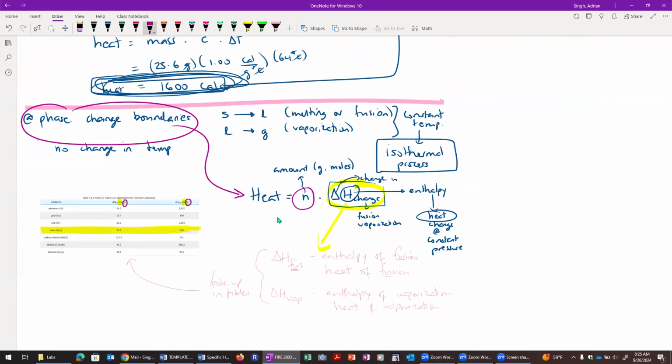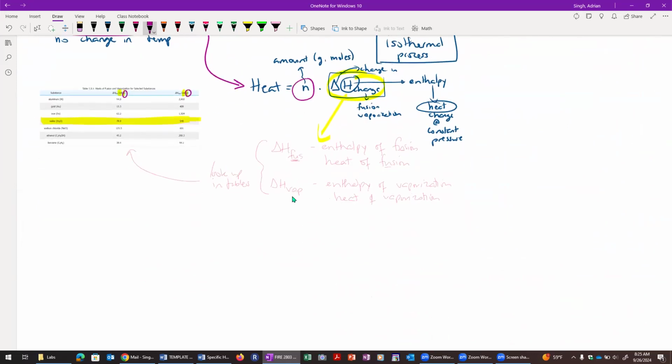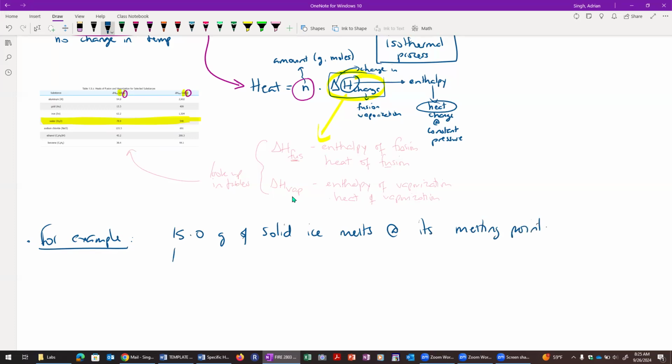Okay. So let's say, for example, we'll do a quick question here. Let's say 15.0 grams of solid ice melts at its melting point. How much heat is needed to cause the melting?